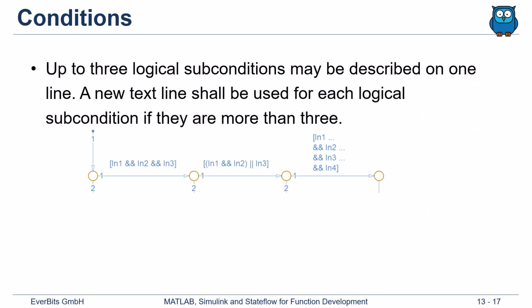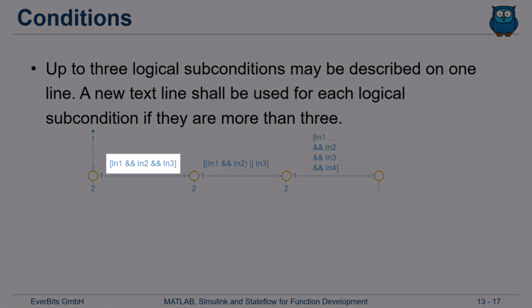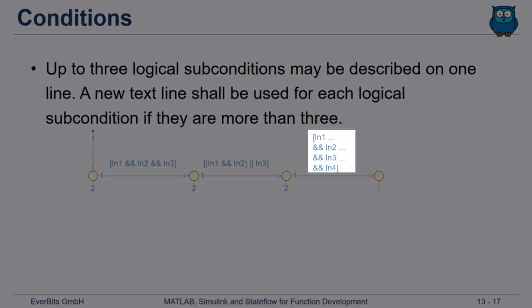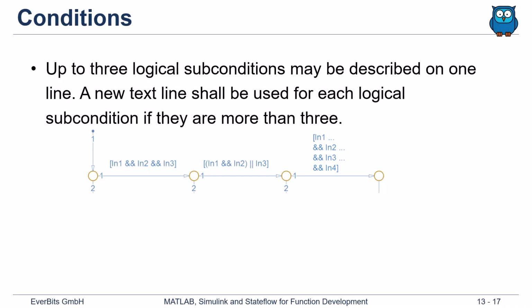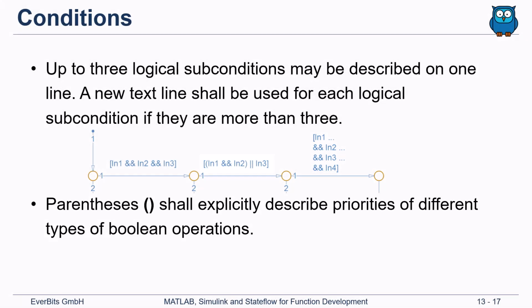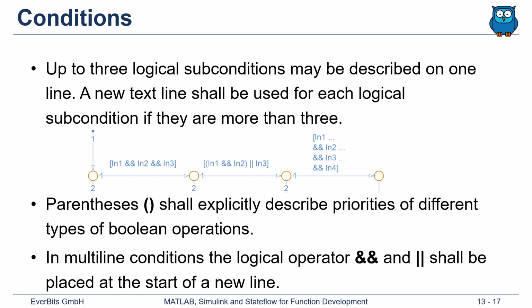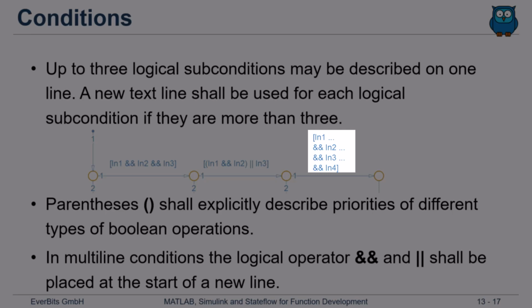What about the conditions? Conditions in the brackets. Up to 3 logical subconditions may be described on one line. If you put more, it is difficult to read. A new text line shall be used for each logical subcondition if there are more than 3. Parentheses shall explicitly describe priorities of different types of Boolean operations. And in multiple conditions, the logical operator and or shall be placed at the start of a new line.